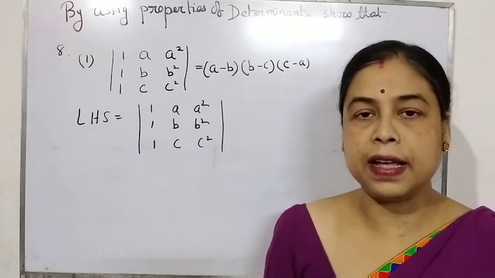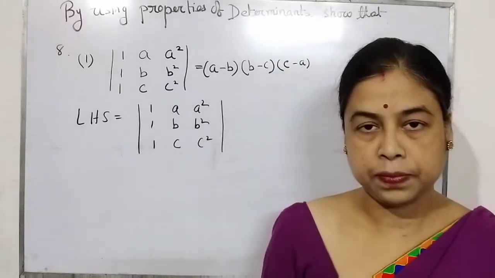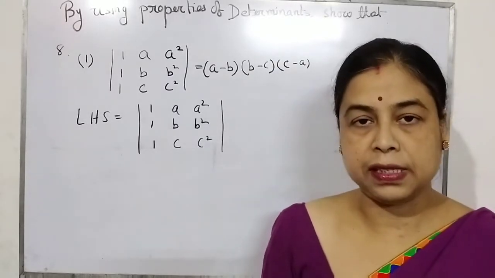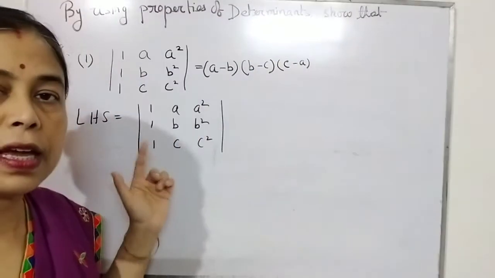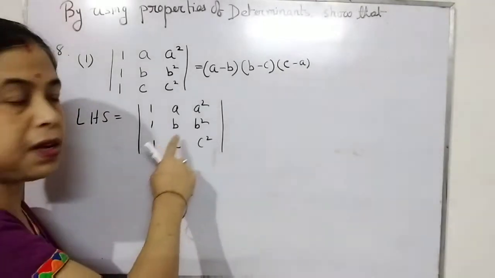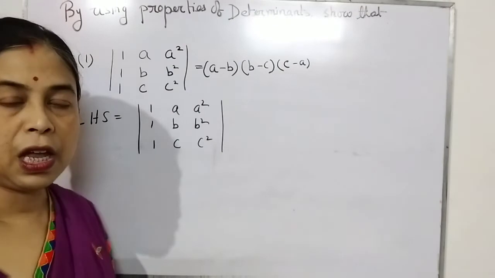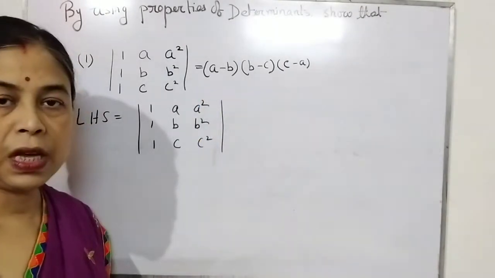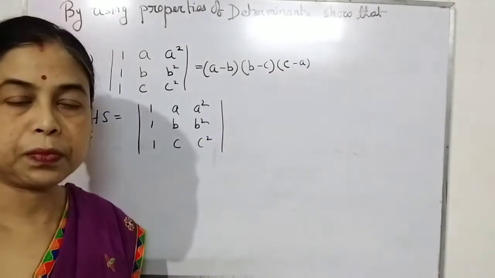And as I told you earlier, your main aim is to get the maximum number of zeros when you use the properties. Okay. So here you see in this question, you have similarity in the columns. Your first column is 1, 1, 1. Second column a, b, c. Third column a square, b square, c square. You always see your right hand side. You have to get a minus b, b minus c and c minus a.